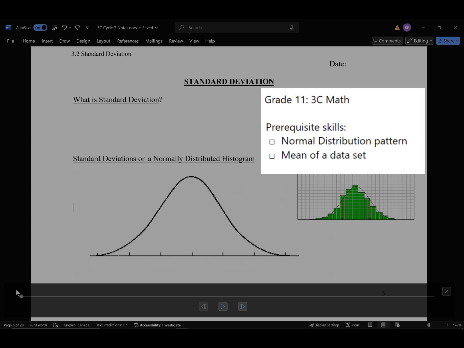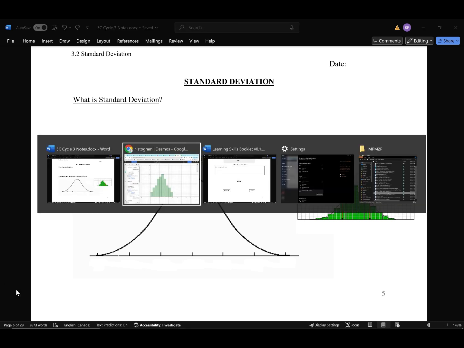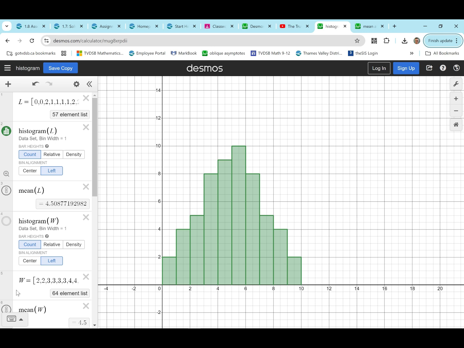Some prerequisite skills we'll be using here are an understanding of what a normal distribution is, being able to recognize that, and being able to understand what the mean, the average of a data set, is. And first I'd like to take a look at two different data sets right here. We'll be using Desmos. I have one data set here, a histogram, and another data set that I'll be showing. The first one's in green, the second one is in blue.